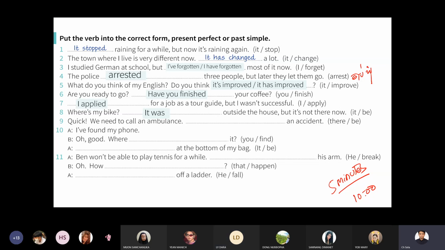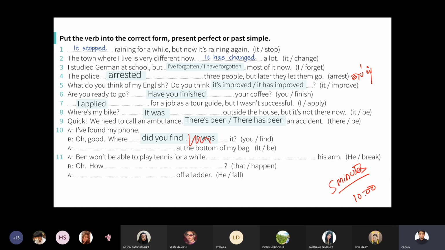Dara, quick, we need an ambulance. There has been an accident. Thank you very much. I found my phone. Oh, good. Where did you find it?